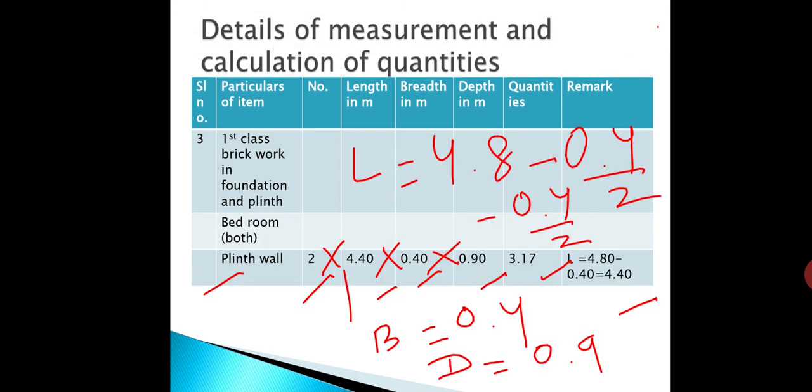So with that, we have completed our 2 parts, and in the next class we will go for the quantity calculation of the same item along for the front veranda and back veranda.